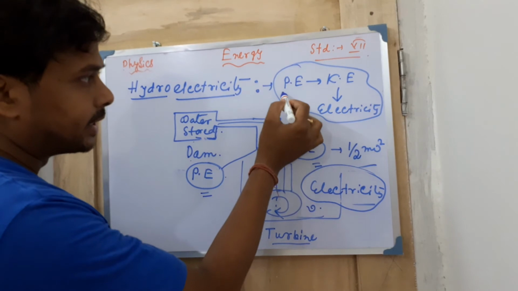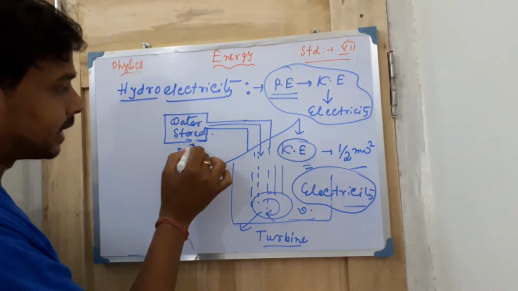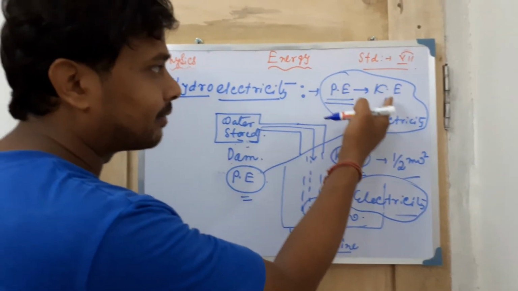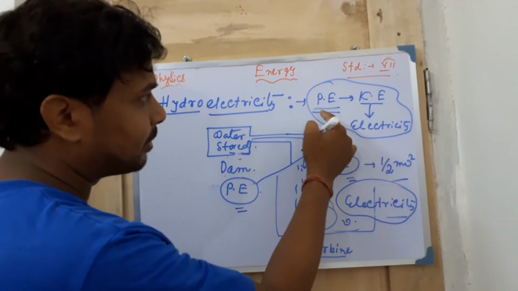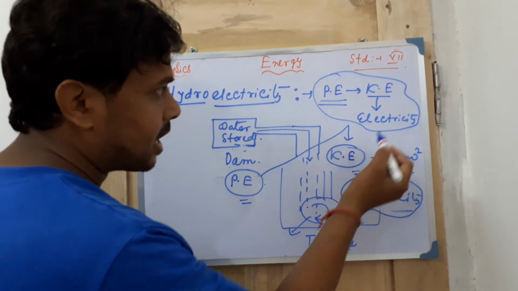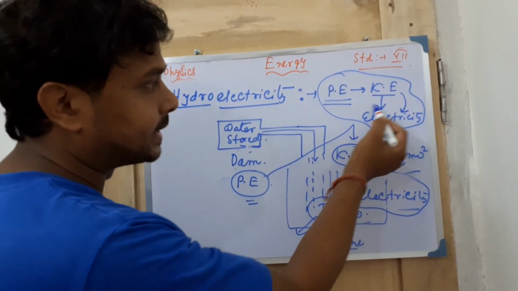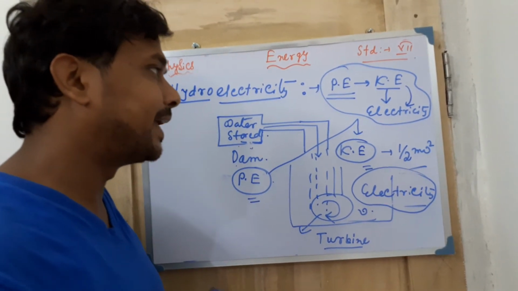The amount of energy present in this position in the form of potential energy is being converted to kinetic form, and the same amount of energy we are getting here. From here, the same amount of energy we are also getting in the form of electricity, okay.